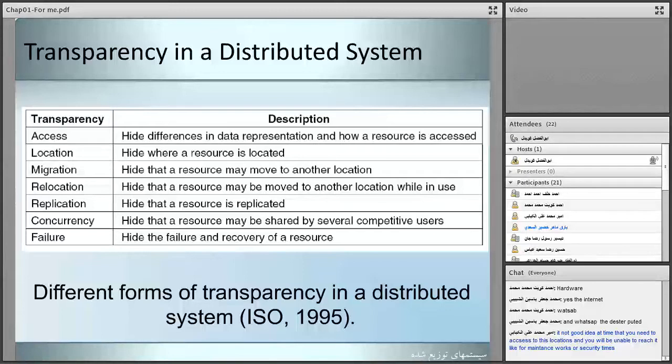No, it's not. Users must know the location of the printer. Why? Because if we don't know where the printer is located, probably our prints may be printed in other countries, for example. We must know the location of the printer in this example. So, in this example, location transparency is not a good idea. Got it?